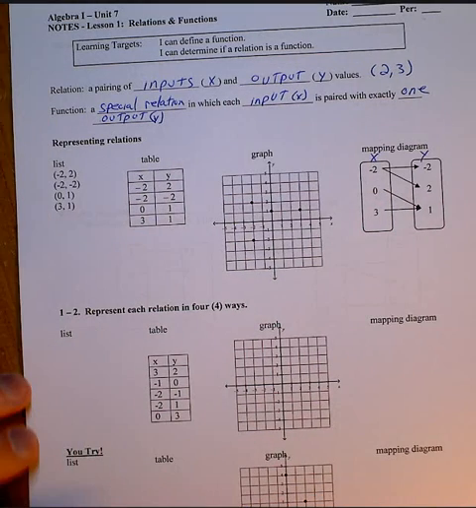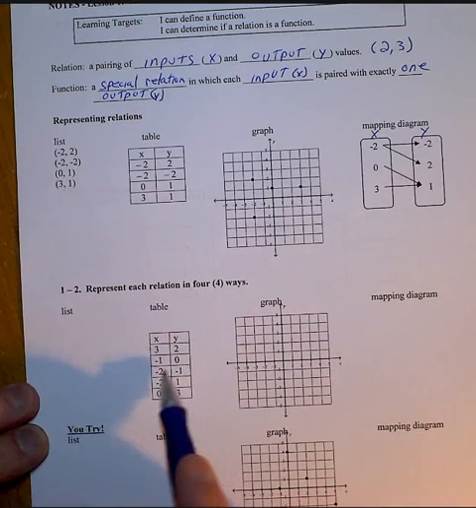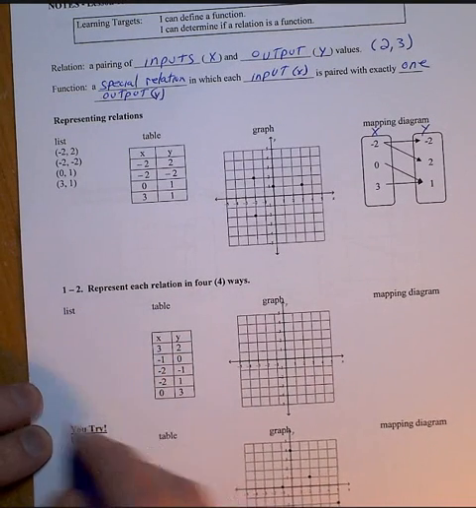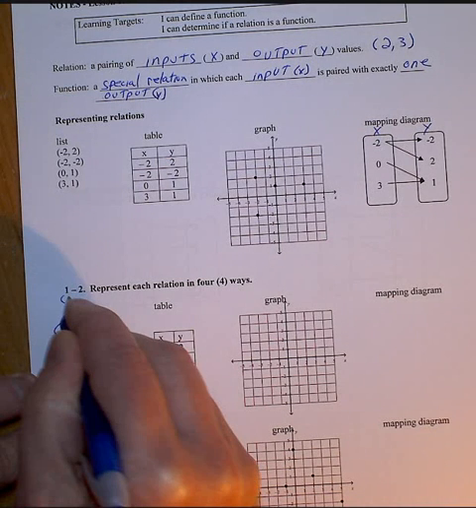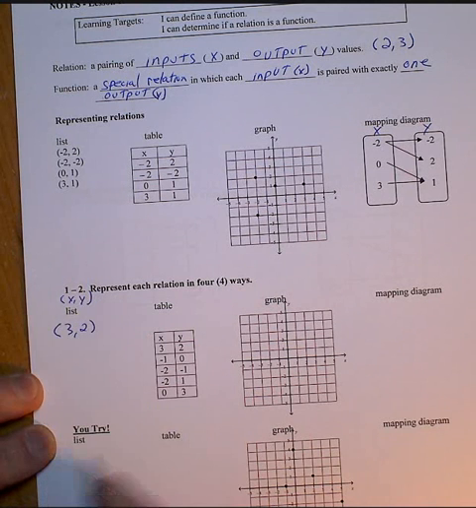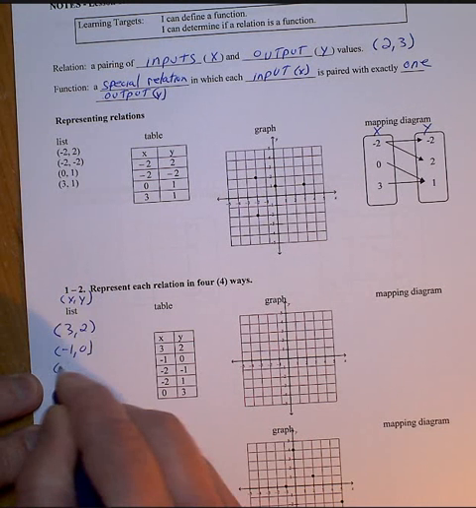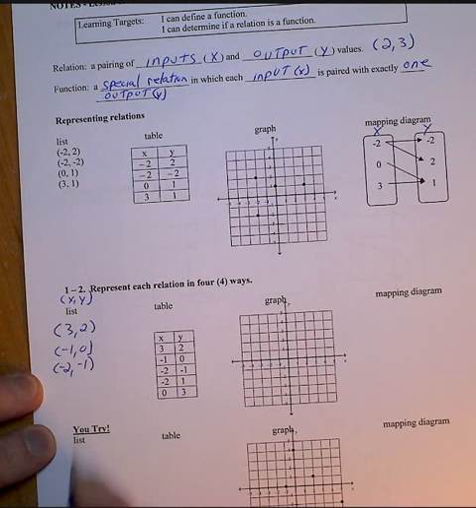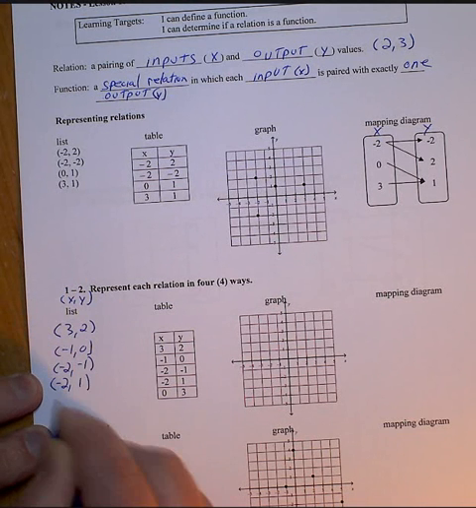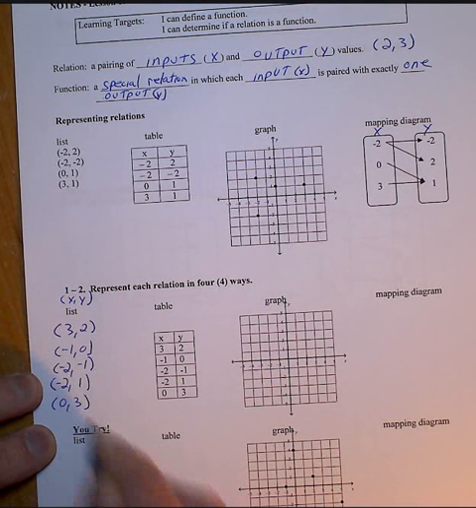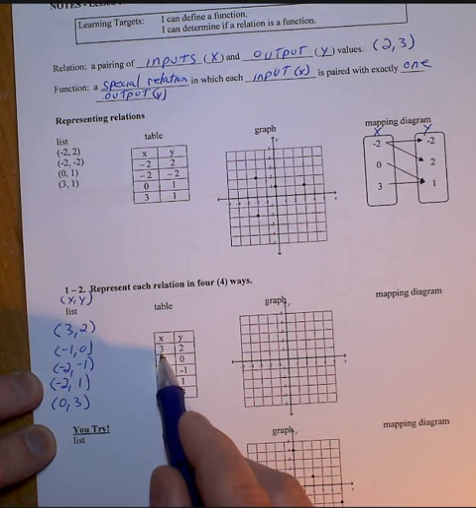Alright, let's try one. So represent each relation in 4 different ways. They're going to give us one of the ways. They gave us a table. So if they gave me this table, I can make my list of ordered pairs. Remember, ordered pairs are an x and a y. So that's (3, 2), (-1, 0), (-2, -1), (-2, 1), (0, 3). So that's just my ordered pairs. I got that right off of the table.